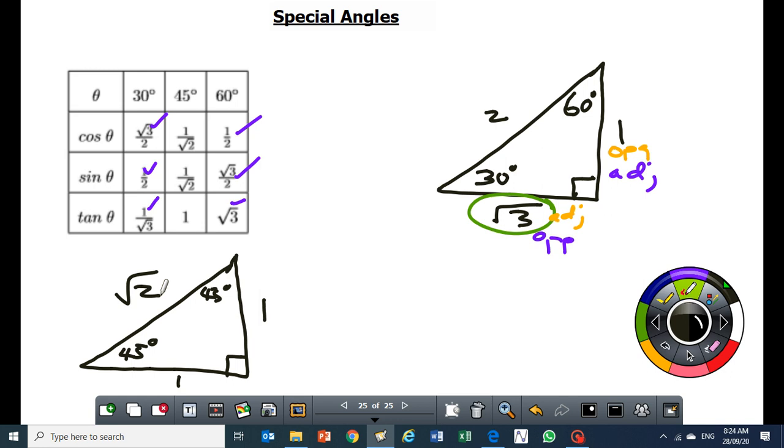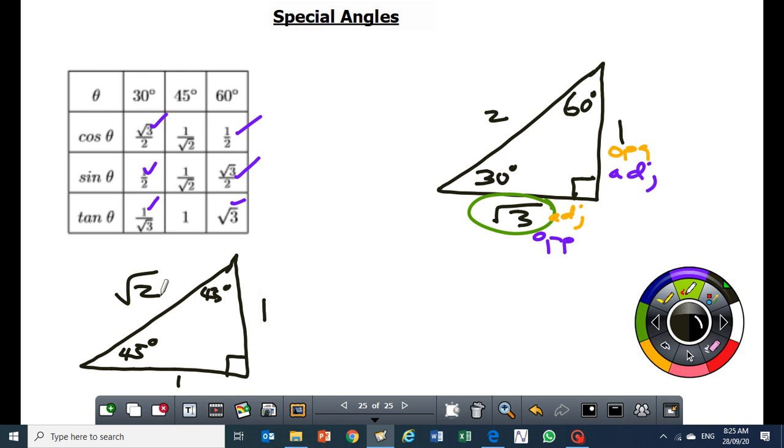Because this is 45, that's 45. If this is 1 unit, that should be 1 unit, because it's an isosceles triangle. Sides opposite equal angles are equal. Then to get this square root of 2, you use the theorem of Pythagoras. 1 squared plus 1 squared gives you 2. Then you take the square root, you get square root of 2.